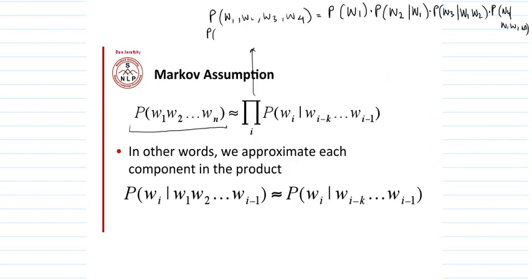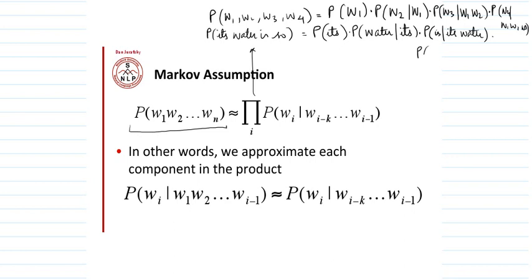So P of its water is equal to P of its multiplied by P of water followed by its, the probability that water is coming after its, dot probability of is followed by its water, and then the final term is probability of so followed by its water is. So these are 4 terms that we are getting through the chain rule.